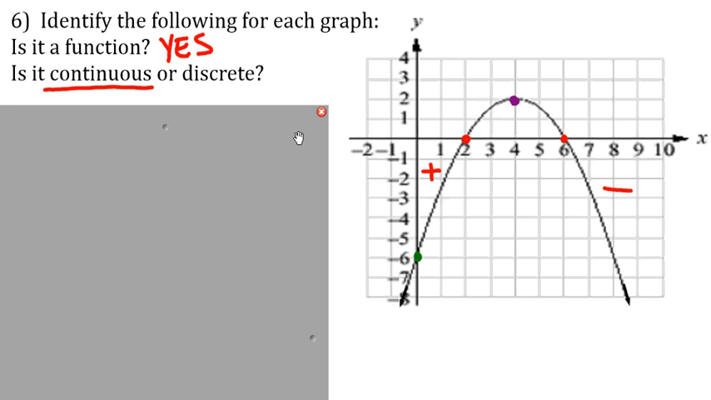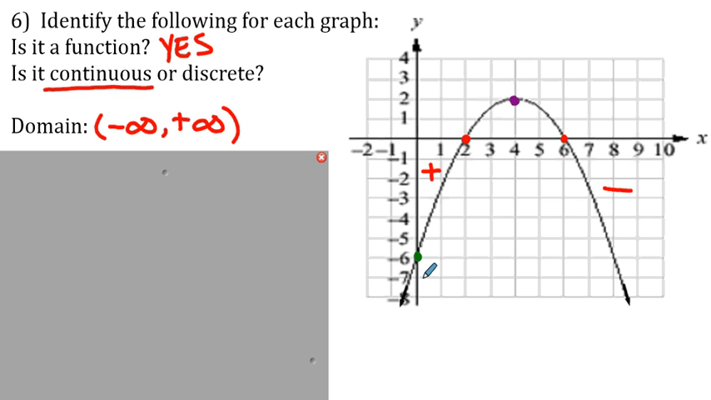We have our domain going from -infinity to positive infinity. How do we know that? Again, we have the arrows. That means this is going to keep going like this and this. So they're going to still have inputs to the right and left being used.